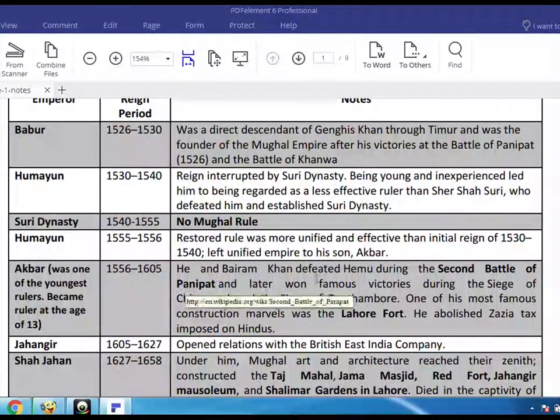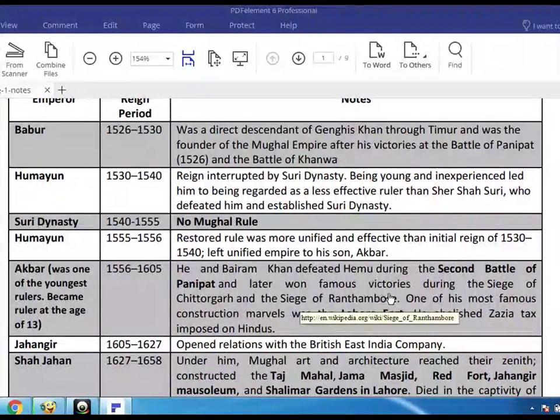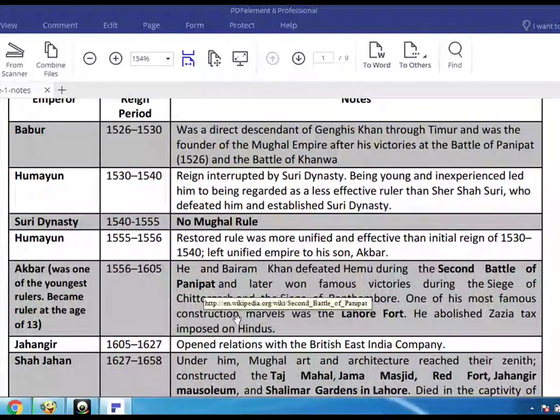1556 to 1605. He and Bairam Khan defeated Hemu during the Second Battle of Panipat and later won famous victories during the Siege of Chittorgarh and the Siege of Ranthambore. One of his most famous construction marvels was Bulandshahr Fort. He abolished the Jizya tax imposed on Hindus.